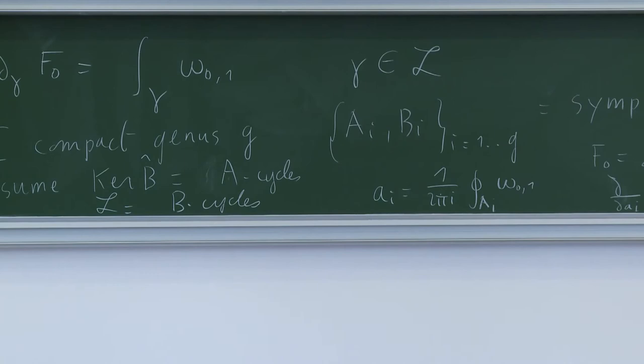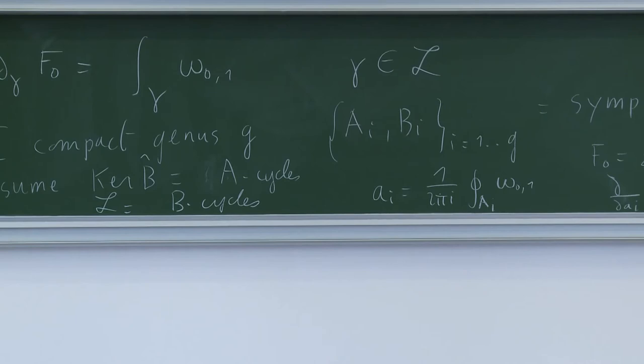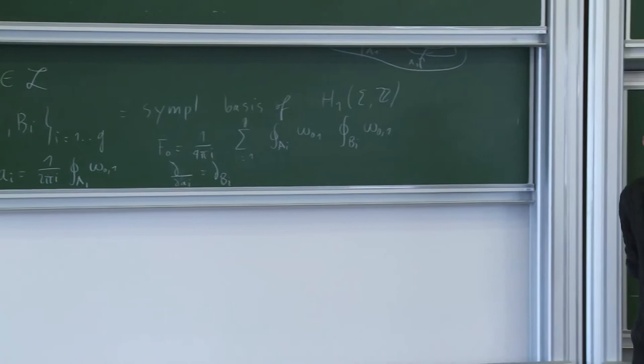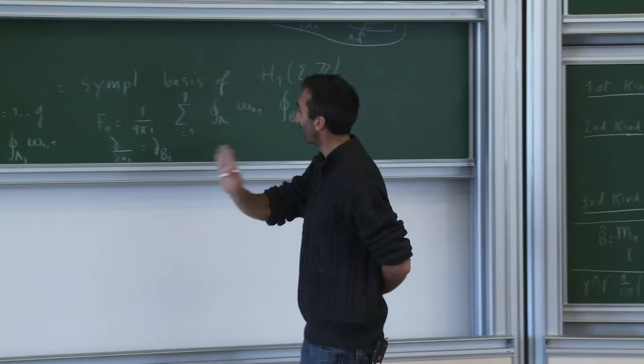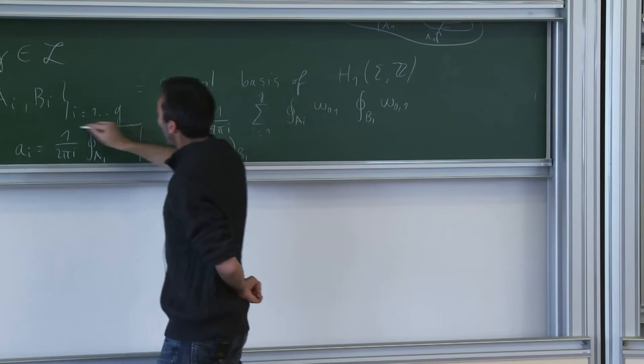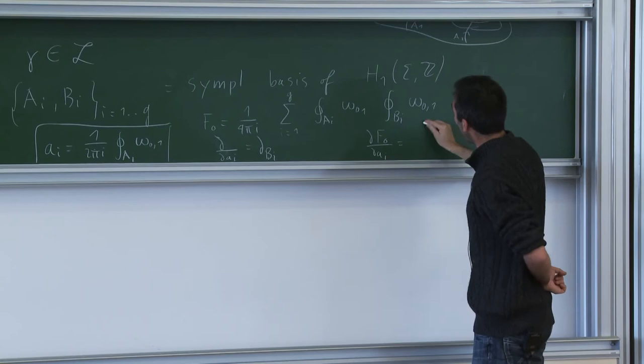When I said it vanishes if you choose L equals the A cycles, no, it does not vanish. No, Kirby hat is the A cycle. Oh yes, sorry, it's wrong. But the idea is that you have that, and dF0 over da_i are the B cycles.